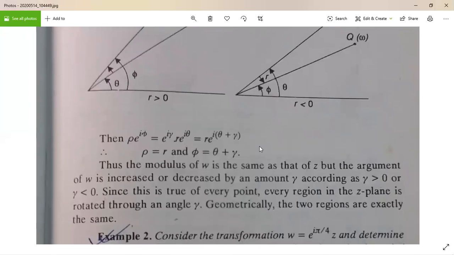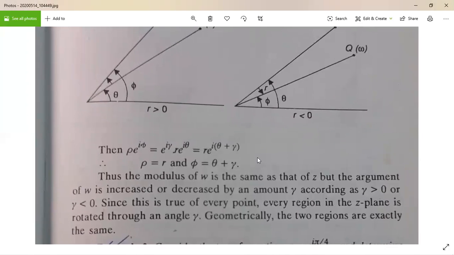Thus, the modulus of omega is the same as that of z, but the argument of omega is increased or decreased by an amount gamma, according to gamma greater than 0 or gamma less than 0. Since this is true for every point, every region in the z plane is rotated through an angle gamma. Geometrically, the two regions are exactly the same.